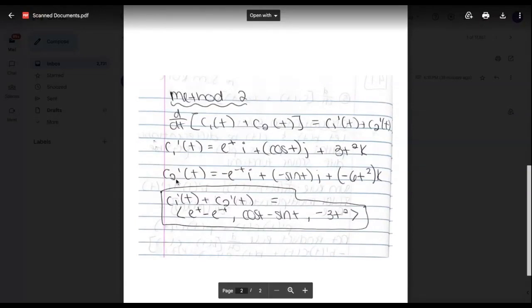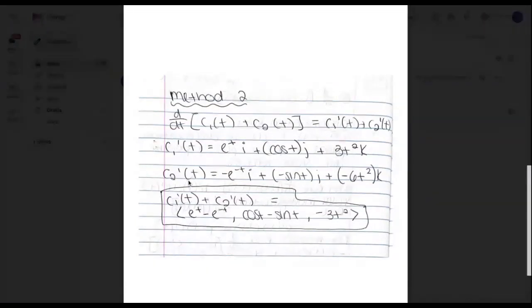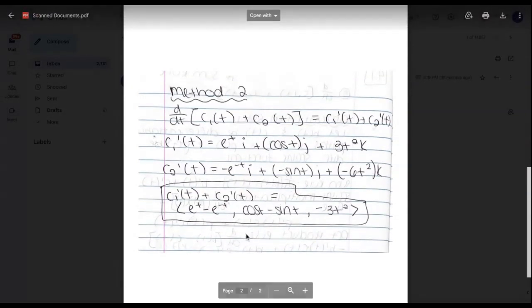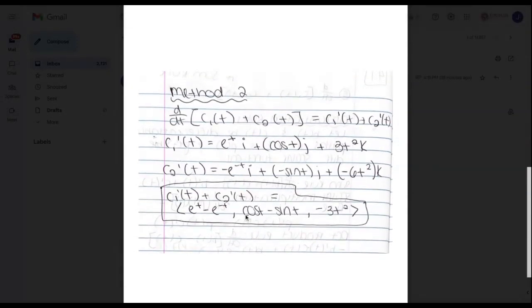And then I took the derivative of c sub 2, and I got negative e to the negative t plus negative sine t plus negative 6t squared. So then adding those together, you get the same answer as in method 1.